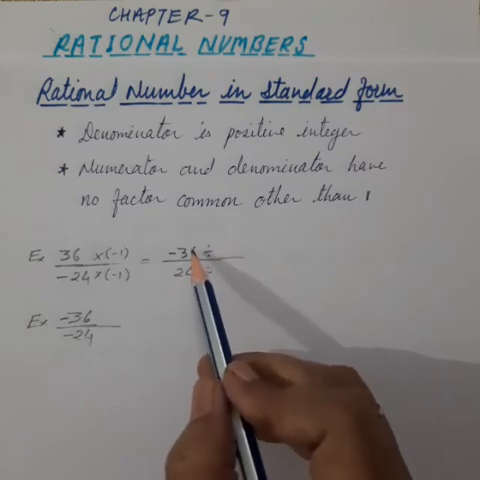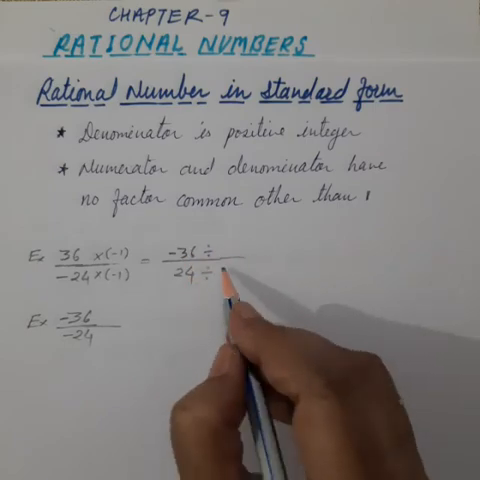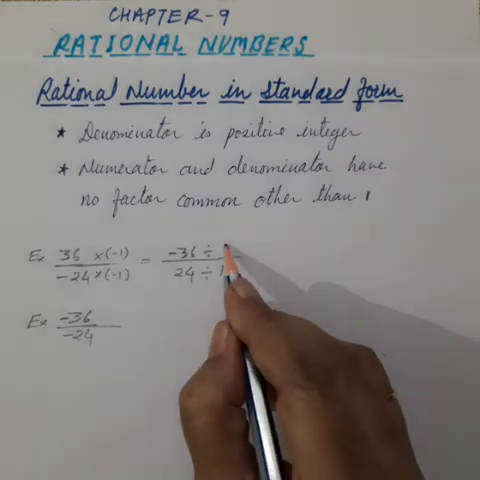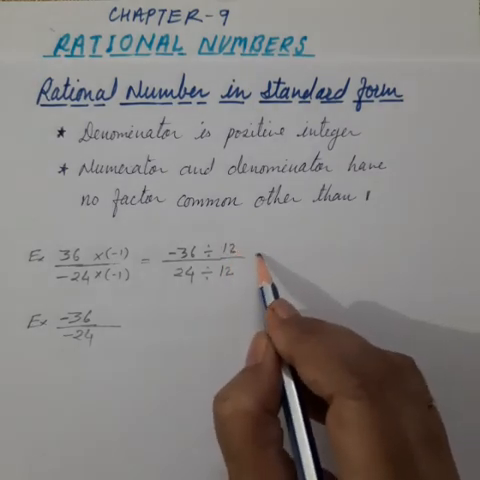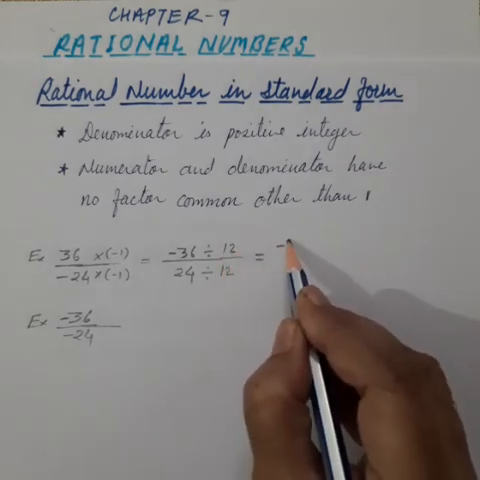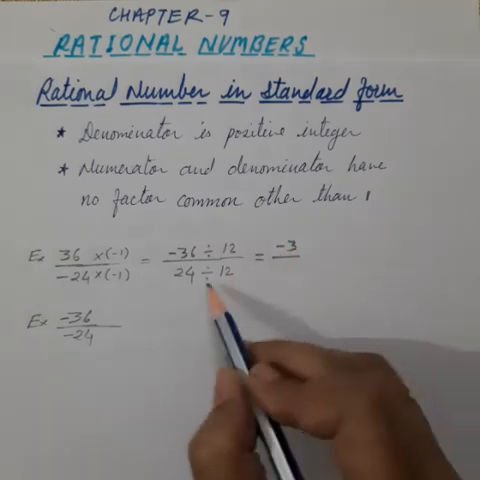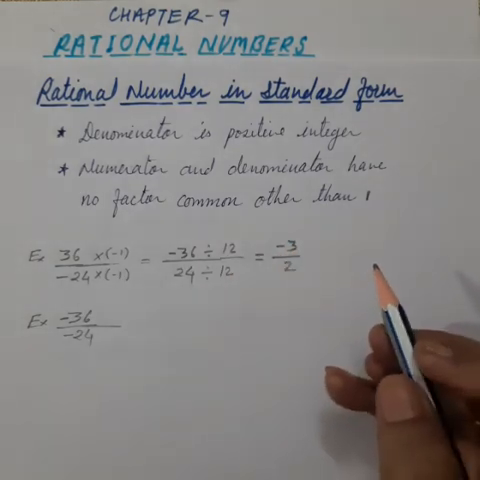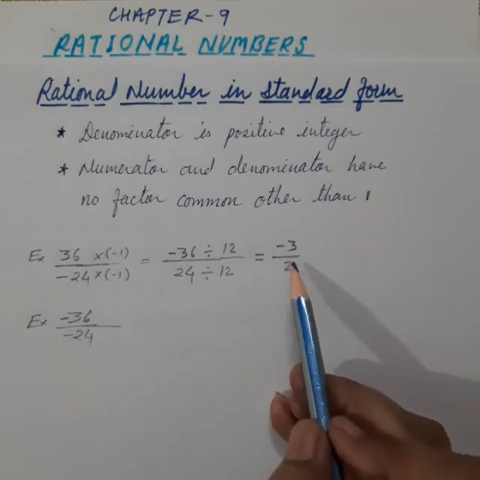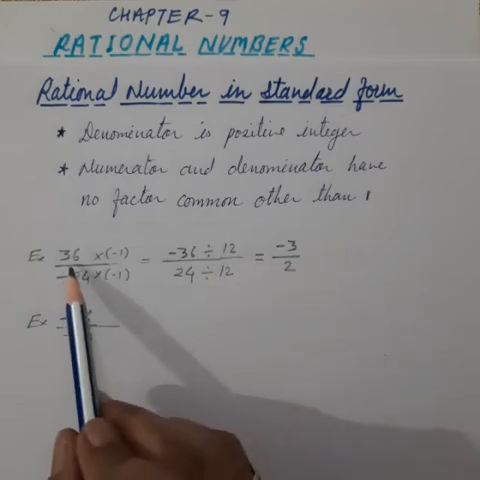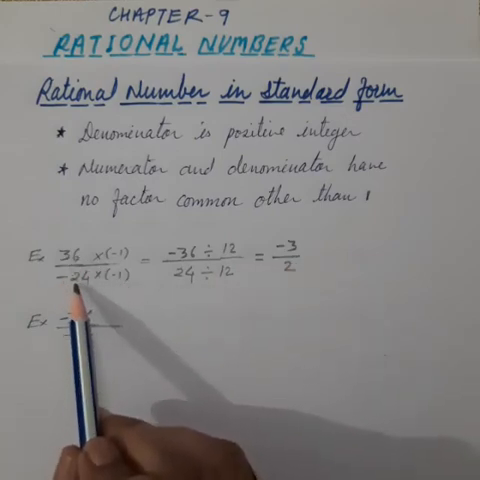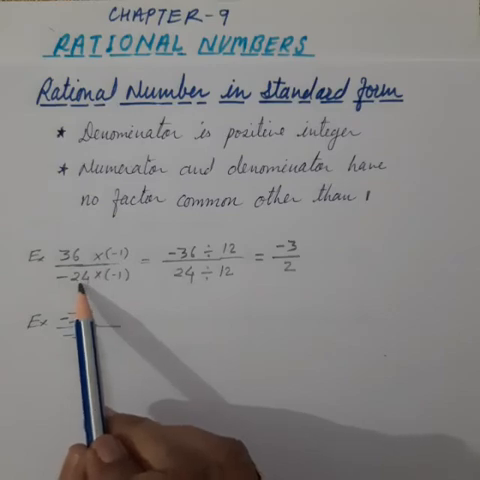Here the HCF of 36 and 24 is 12. So divide both numerator and denominator by 12. 12 3s are 36. So for the numerator we get -3 and the denominator 2. This is the standard form of the rational number 36 by -24.